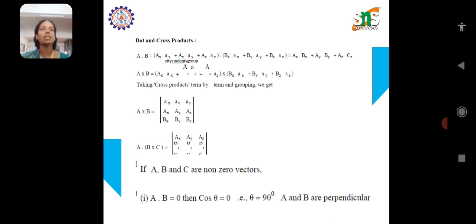The answer is some numerical value if all these vectors are non-zero. A dot B equal to 0 means cos theta equals 0, so theta is equal to 90 degrees. Therefore, the two vectors are perpendicular vectors. The condition for two vectors to be perpendicular is that A dot B must be equal to 0.